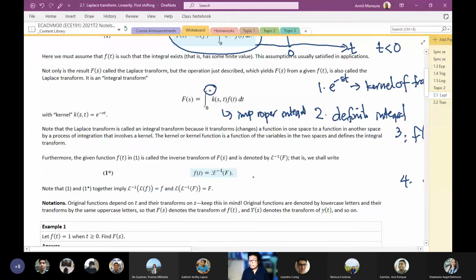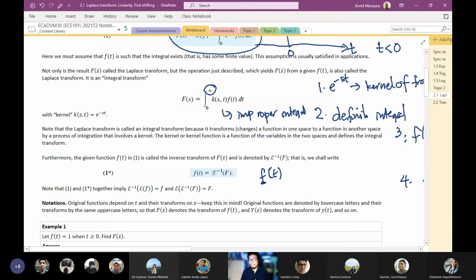Again, we start with a function f of t. But this f is not always f. You can also use y, or another letter for the function name, just as we reserve the small letter t for the independent variable of that function. So you can use any letter here.